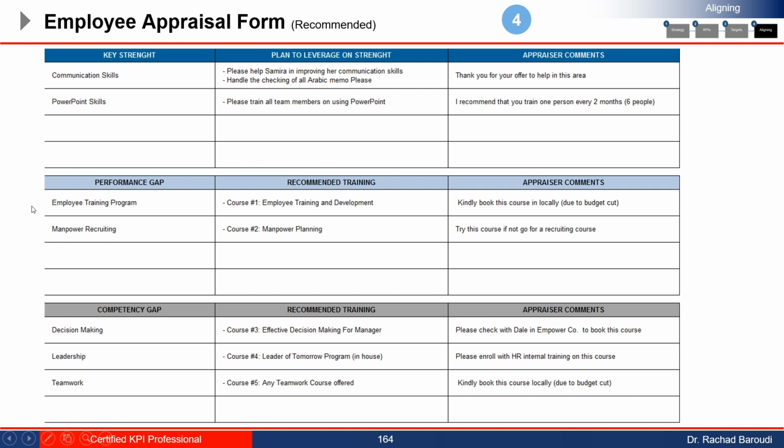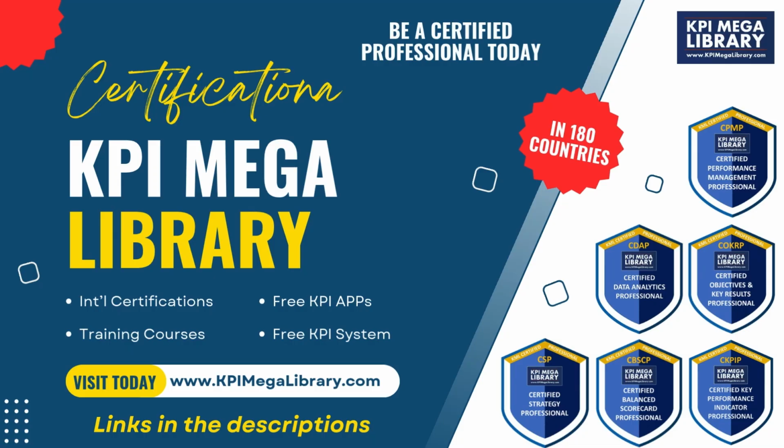Also, to cover the performance gap, we go and recommend a few trainings related to this performance gap. In addition to the competencies gap, we also recommend a few trainings related to teamwork, leadership, and decision making to bring up and develop this specific individual.